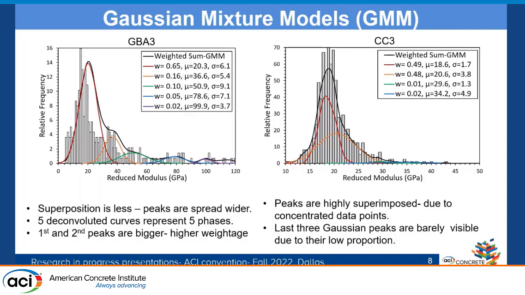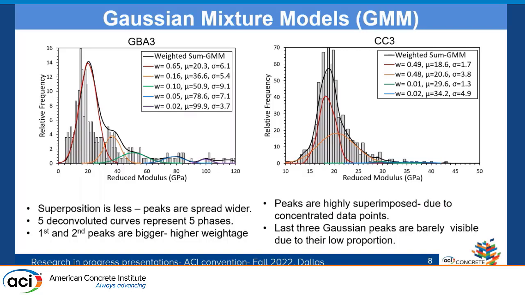You see, I used the reduced modulus data to create a histogram plot, and then based on the histogram, I plotted its probability density function and deconvoluted that probability density function into 5 sub peaks based on the number of clusters I used. So each sub peak will have a weightage, mean value, and a variance value.